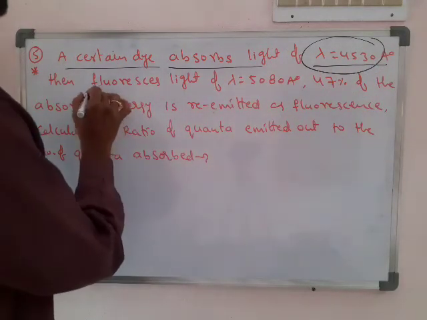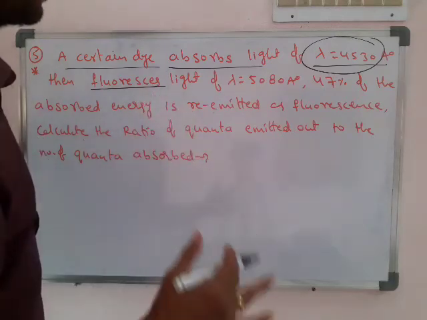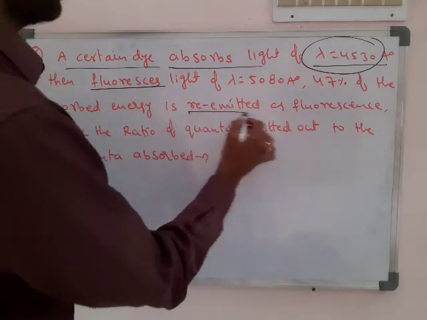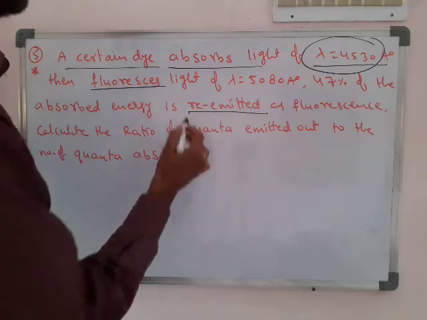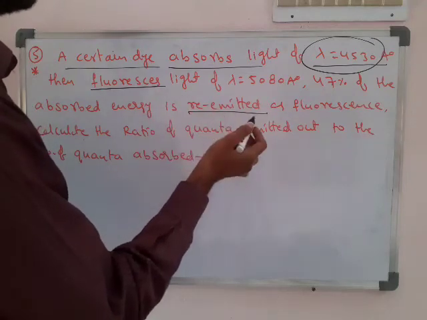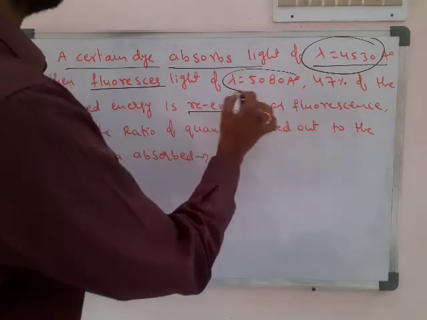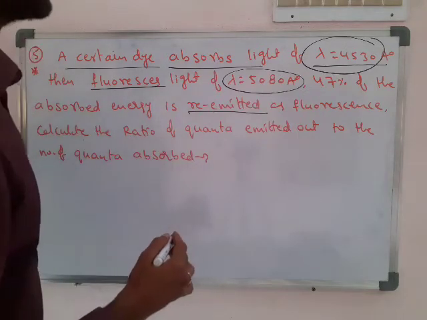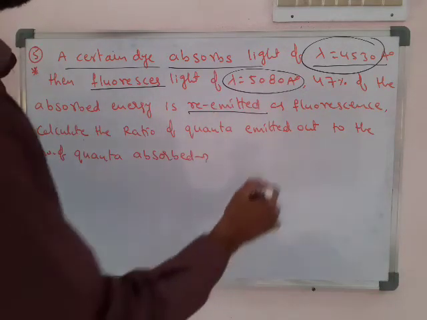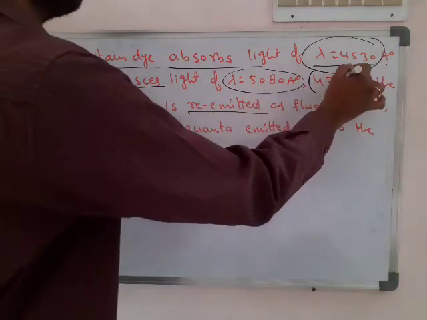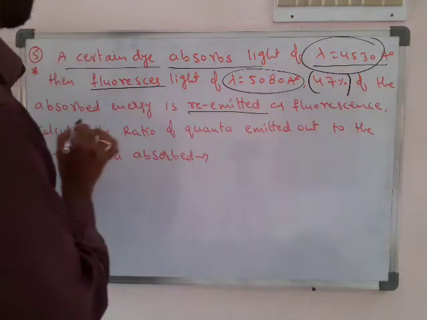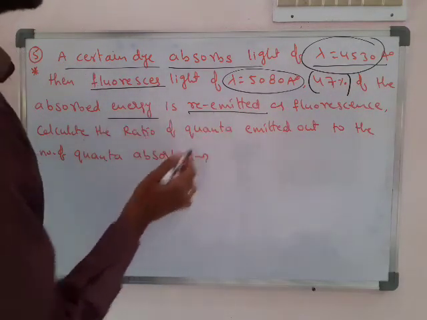Then fluoresces means releases, re-emits, releases, same thing. So what is the frequency of that emitted light, sorry, what is the wavelength? 5080 angstroms. So it is given that 47% of the absorbed energy is re-emitted.